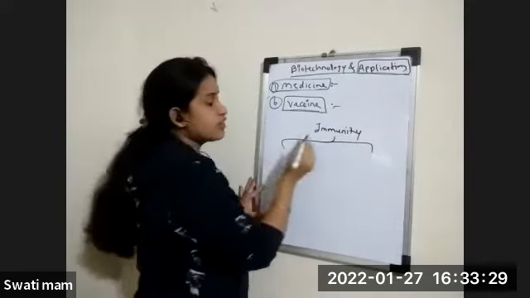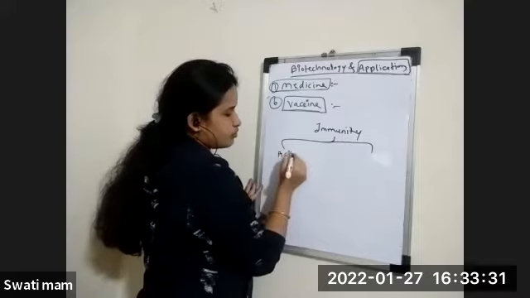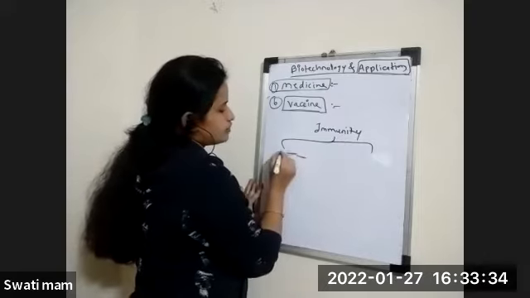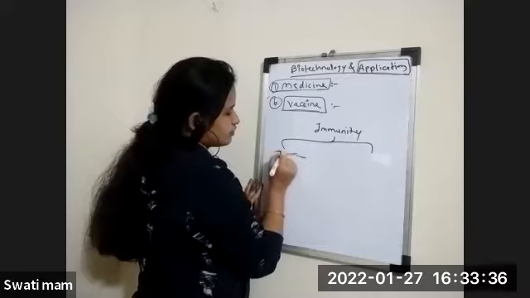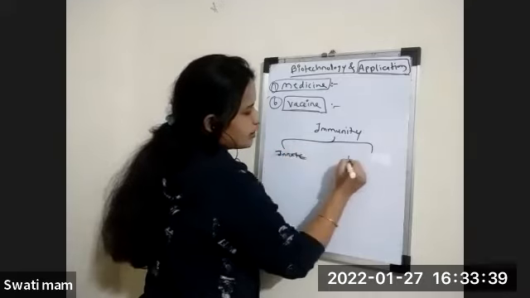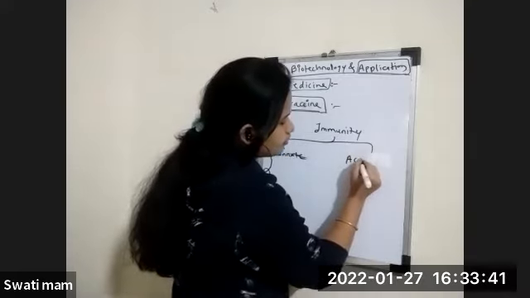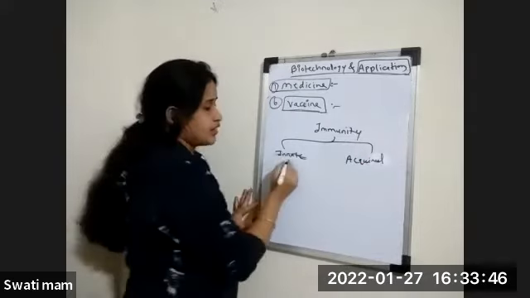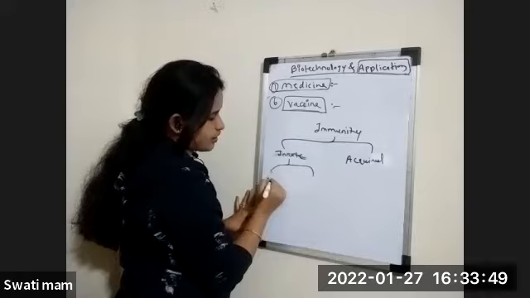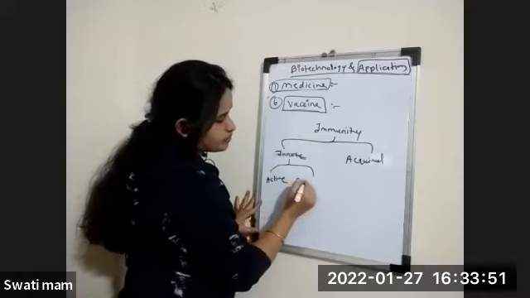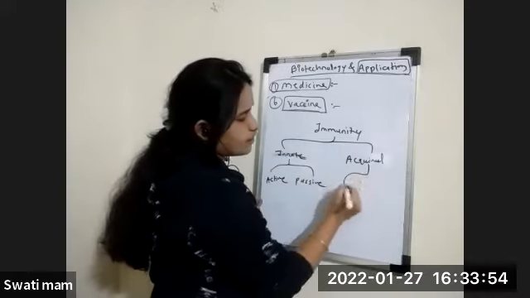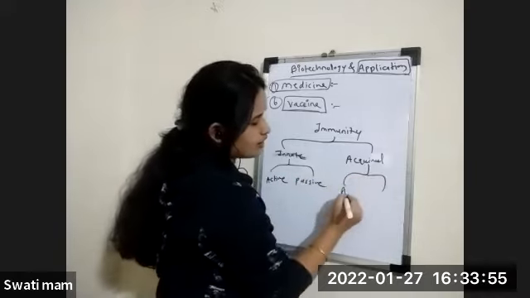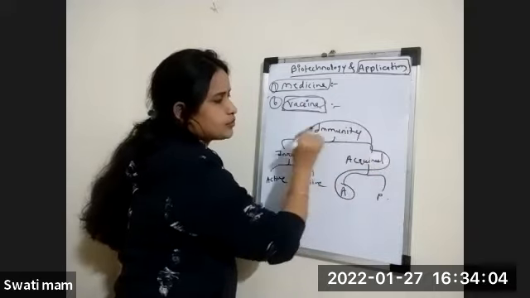Okay, this is immunity. Immunity is of two types: innate immunity and acquired immunity. Innate immunity also has two types, that is active and passive. Likewise, acquired immunity also has active and passive. So this vaccine provides active acquired immunity.